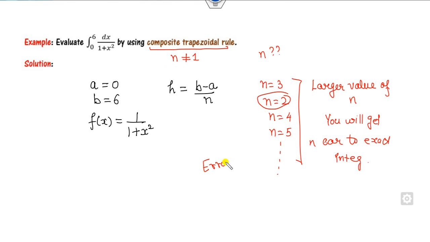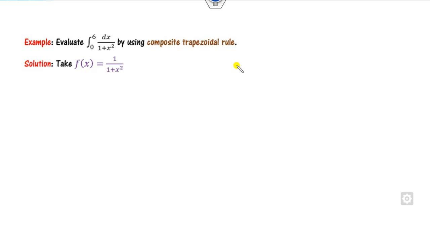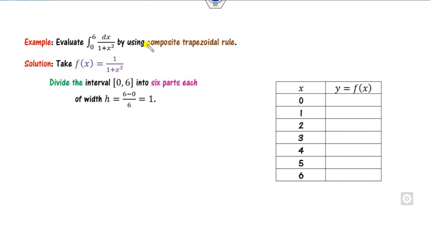When you take n small, the error will be very high. So now it's up to you. I can divide, since h is b minus a over n, and b minus a is 6, so h is 6 over n. I can choose n as 6, so that I have taken 6 subintervals. If you choose n as 7, then this number will be 6 by 7, a fractional decimal. To avoid this, I divide into 6 intervals, so that h will be 1.